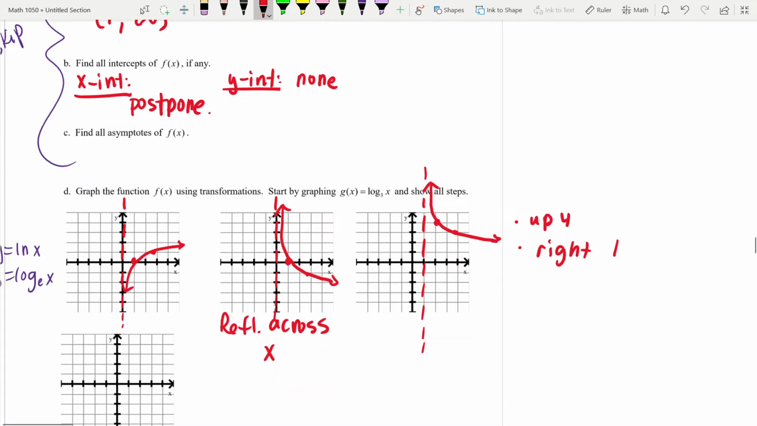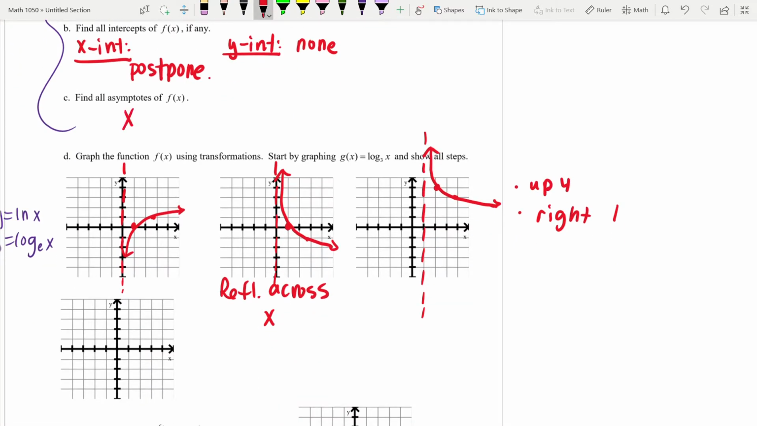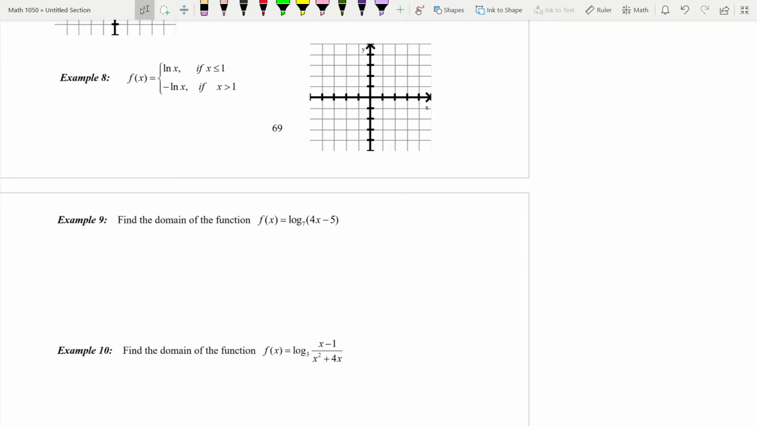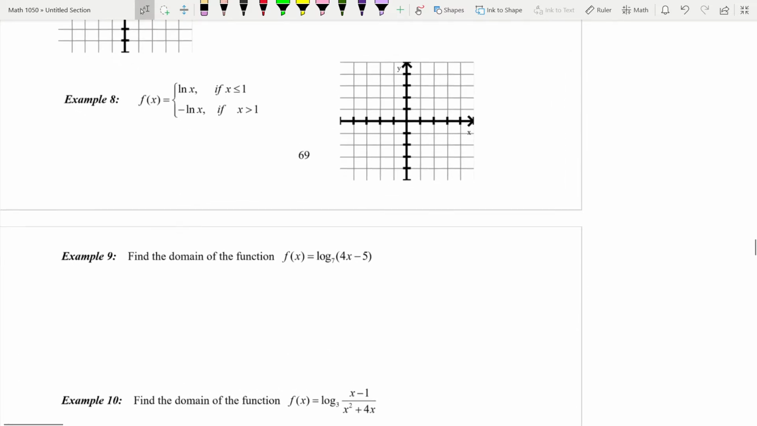Find the asymptote. That asymptote hits the x-axis. Where does it hit it? X equals 1. Done. Okay? All right. Who says I'm good? Raise your hand. Okay. Piecewise function.